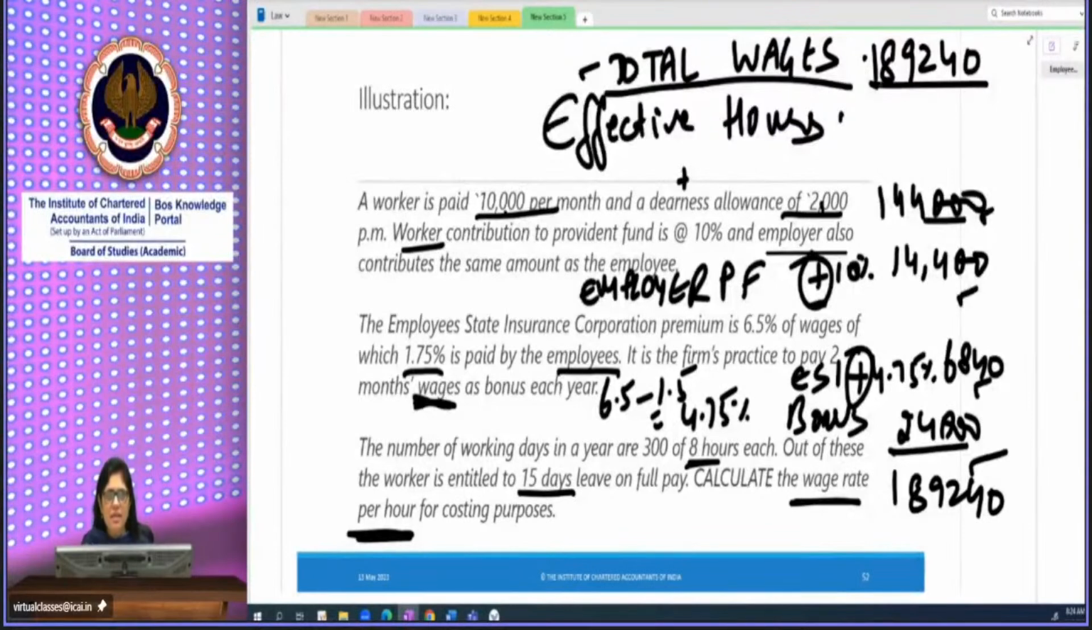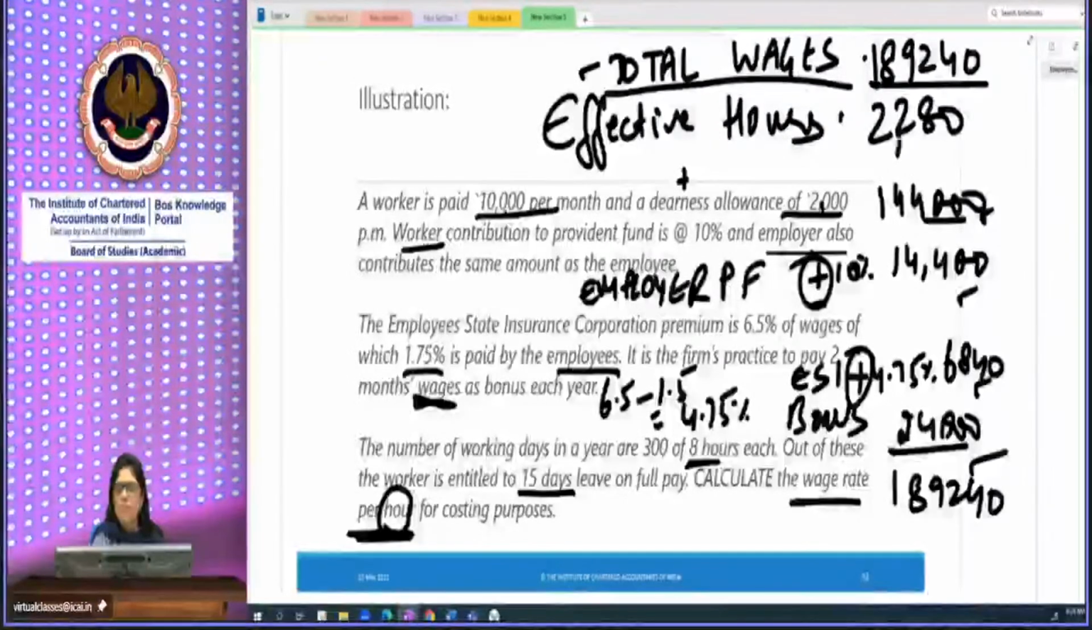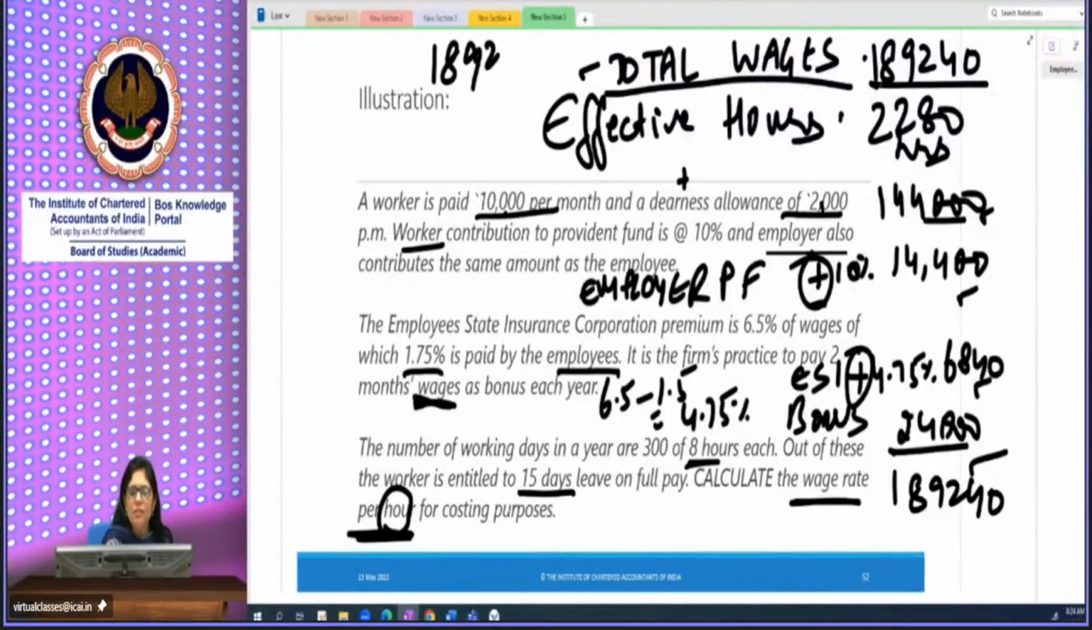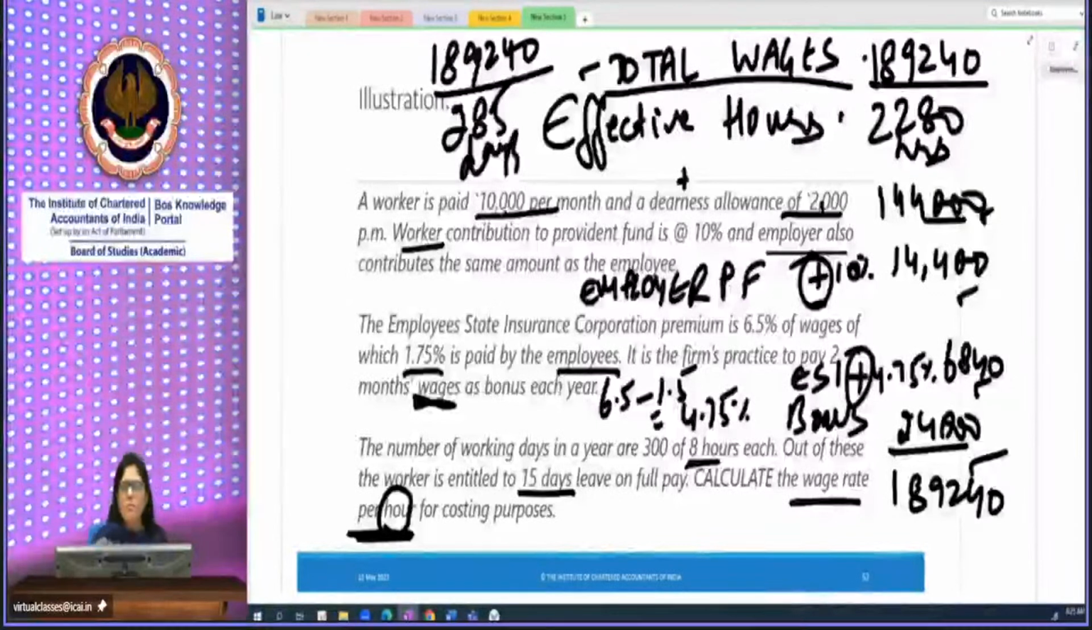285 days in a year into 8 hours each come to 2280 hours, because we have to calculate the wage rate per hour. So we need the denominator in hours, not days. Had they said calculate the wage rate per day, we would have calculated 189,240 divided by effective days. But they are asking per hour, so the denominator should be in hours.